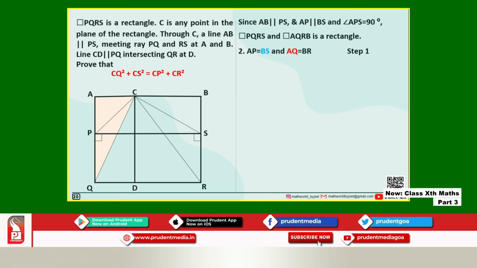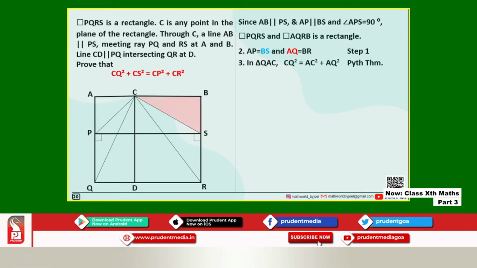Okay, now look at this triangle. Triangle is QAC. For this triangle I can write Pythagoras theorem, which would be hypotenuse square is equal to square of the other two sides, right? So here my angle A is 90 degrees because it's a rectangle, and so I can write this as Pythagoras theorem. So reason would be Pythagoras theorem.